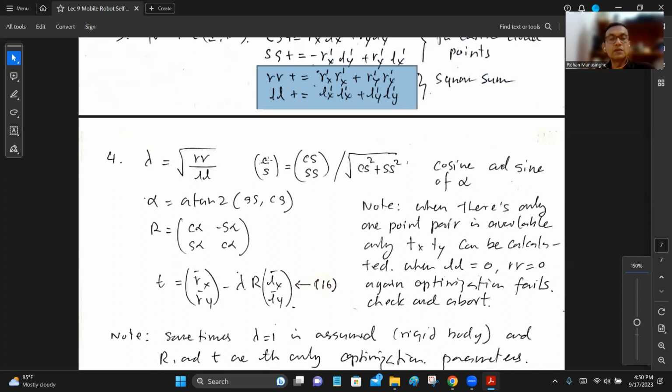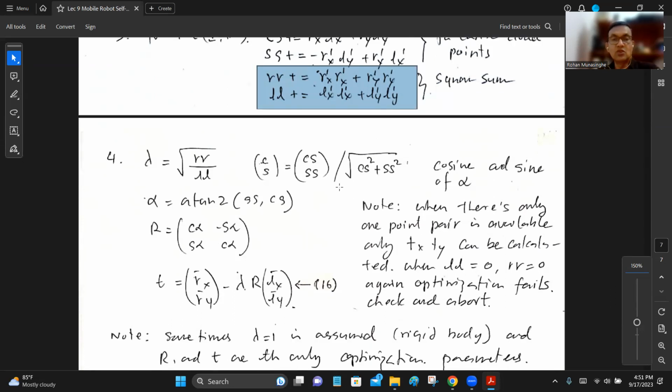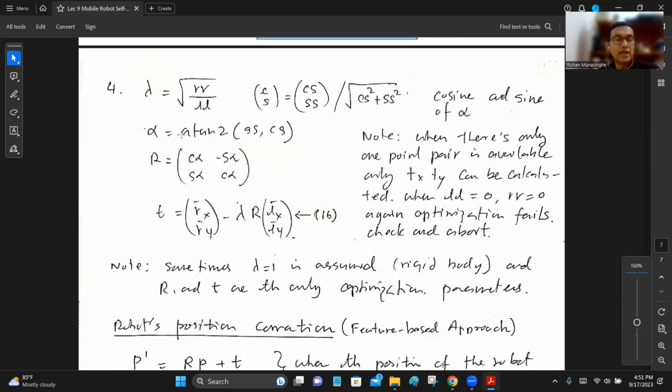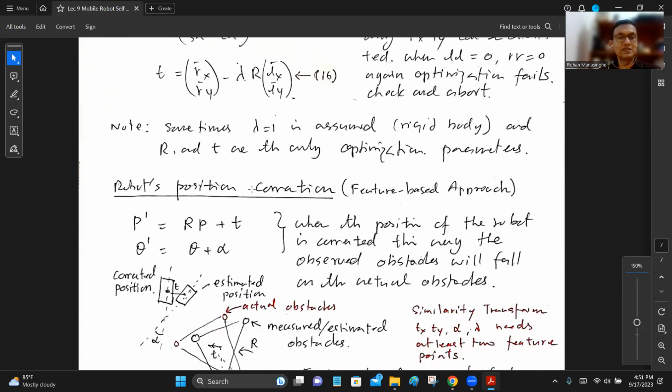And the cosine and sine, this one over here, you use it and divide by the square root of their squares, that is the distance, to make it like a unit vector. So alpha is known by this equation, atan2 of CS, SS over CS. This is arctangent or tan inverse in four quadrants. So the rotation matrix is now formed using alpha, and T is used from equation number 16. Remember, we discussed, you can calculate T. So the moment you have T, R, and alpha, sorry, lambda, you know the similarity transform.